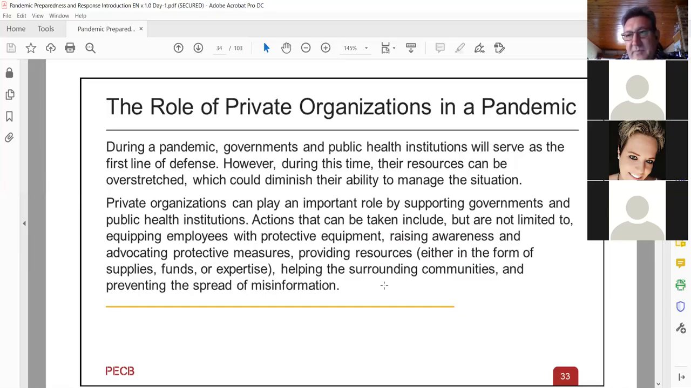Now, if you look at that role, in Botswana I know that some of the hotels have opened up their hotel facilities for quarantining of people for free. The only thing that people needed to pay for was the food. So they made use of the facility that was standing open with nobody using it, and utilized it in a different way.